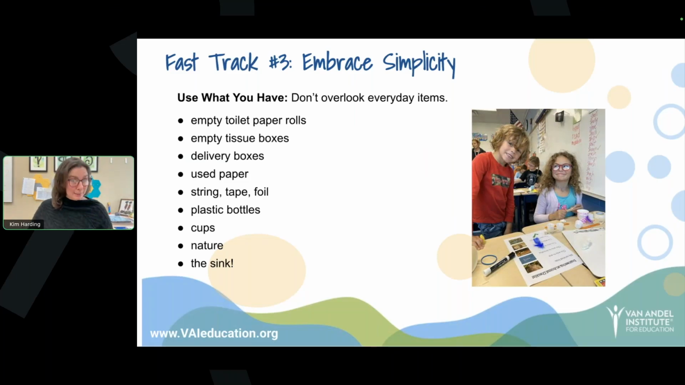There seems to be an endless supply of shipping boxes. The used paper from your classroom out of your recycling bin, plastic bottles, cups. You can go outside and collect nature and build with nature. And then I wrote on here the sink, because one of the roadblocks I thought I had run into as a teacher was not being able to do water activities in my classroom. And I just overlooked the fact that I had a sink in my classroom.